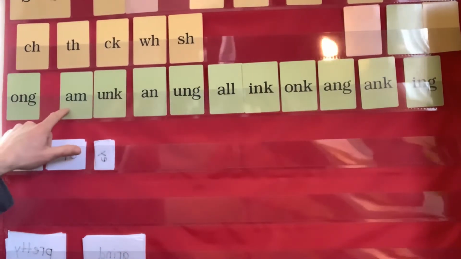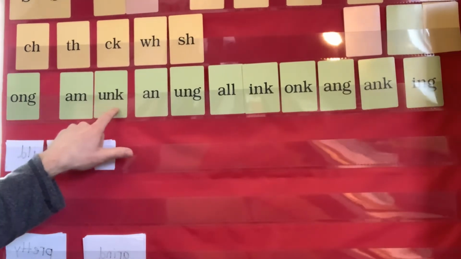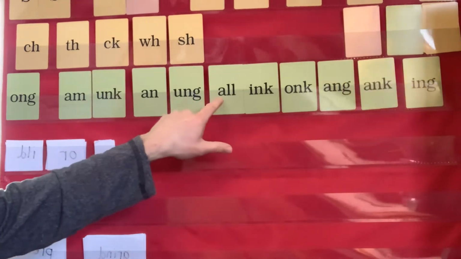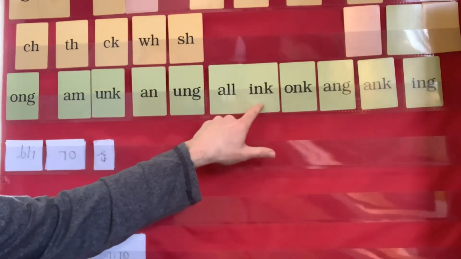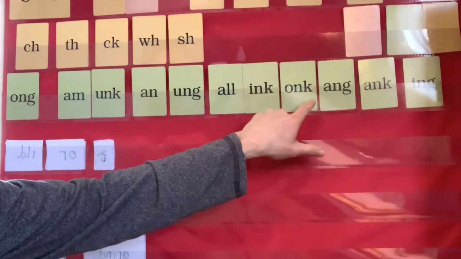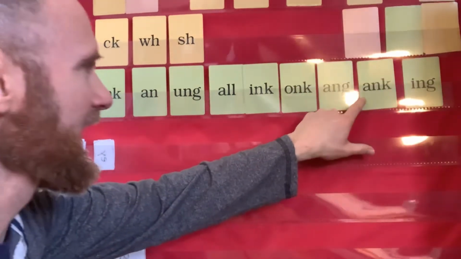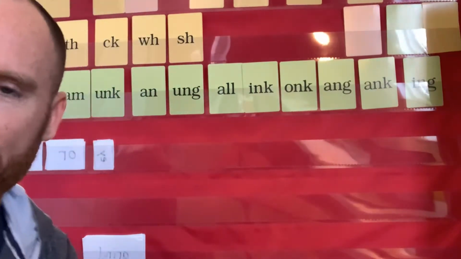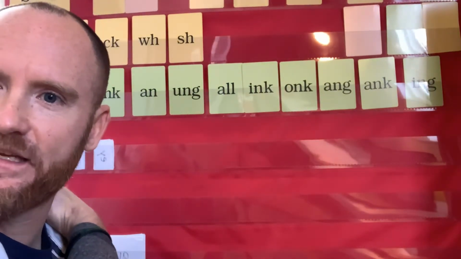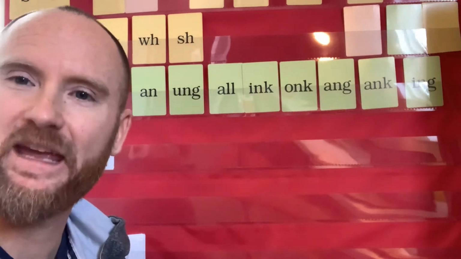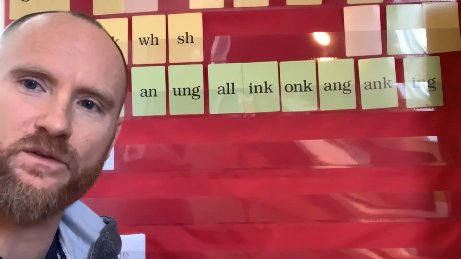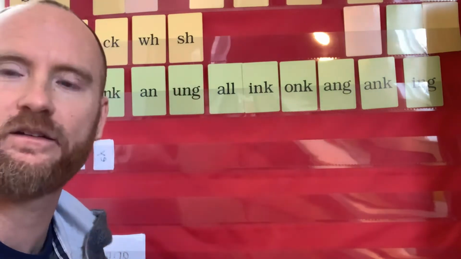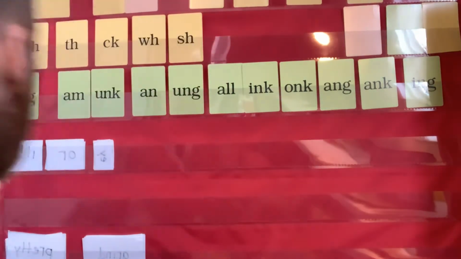Ong, am, unk, an, ung, all, ink, onk, ang, ank, ing. I didn't go into this much last week, but remember glued sounds have 2 or 3 letters in them, and they're glued together to make one sound, okay? So we give them one tap. An, onk, okay?